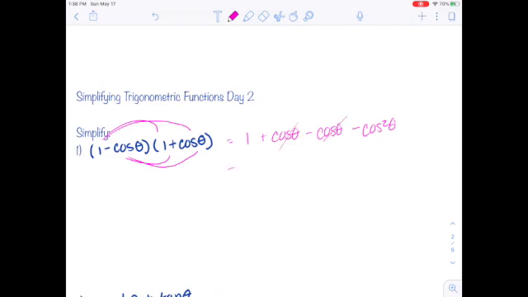And you see your positive cosine of theta minus cosine of theta drop out, and you're left with 1 minus cosine squared of theta, which is your difference of two squares, which you should be able to identify as a Pythagorean theorem identity. So remember, sine squared theta plus cosine squared theta is equal to 1. So what would that look like? Just subtract cosine squared of theta on both sides, and that is equal to sine squared of theta. And you're done with that one.